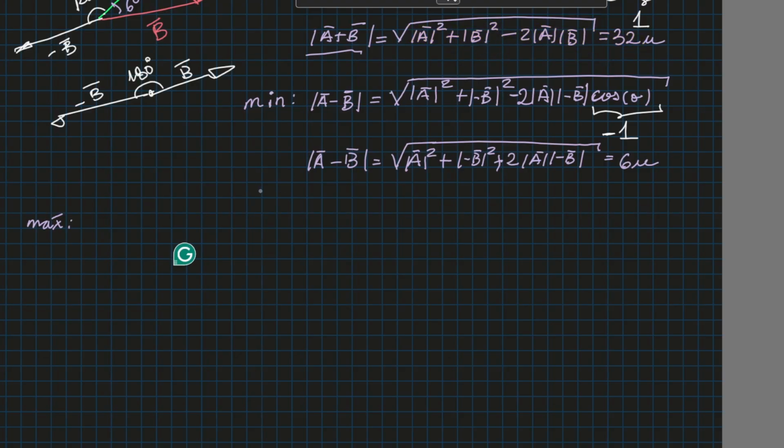Let's elevate to the power of 2, so the result will be the magnitude of A squared plus the magnitude of B squared minus 2 times the magnitude of A, magnitude of B equal to 32 units squared, like this. And let's take the minimum, sorry, maximum without this one.